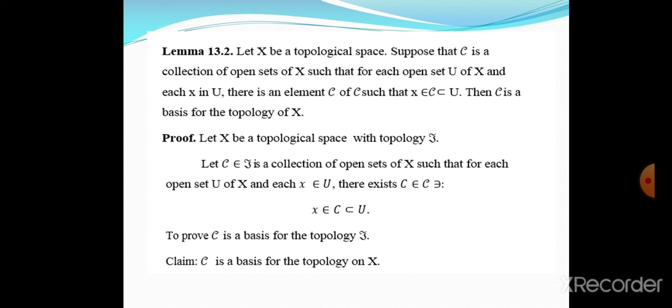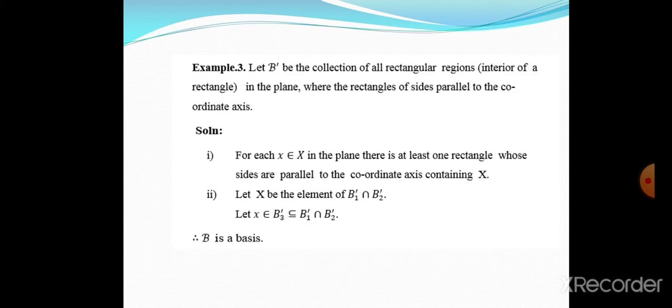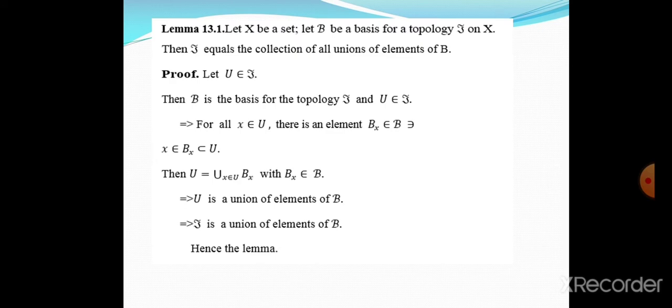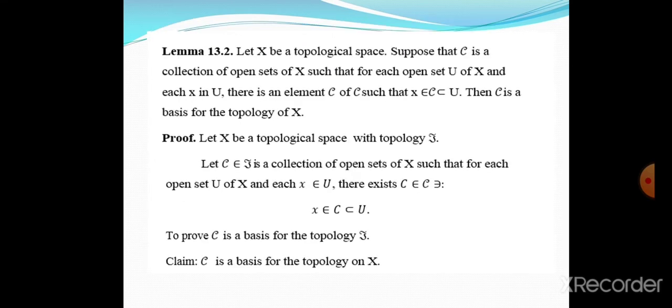What is the definition of basis? For each small x belongs to capital X, there is at least one basis element B containing x. And the second property is: if x belongs to the intersection of two basis elements B1 and B2, then there is a basis element B3 containing x such that B3 is a subset of B1 intersection B2.